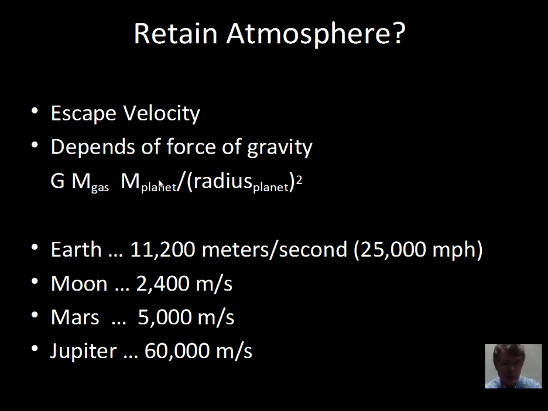Just in general, which of the terrestrial planets do you think has the largest value for its gravitational force on its atmosphere? If you guess the Earth, you'd be correct. The Earth has the largest mass of the terrestrial planets. The radius is not that much different for, say, Earth and Venus, but it's really the mass that dominates the effect.